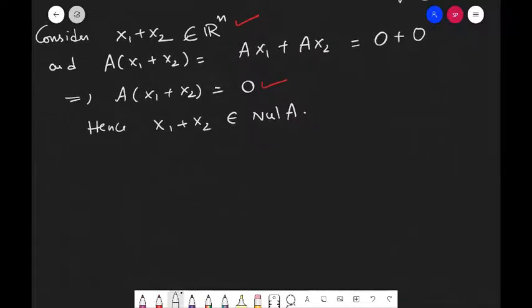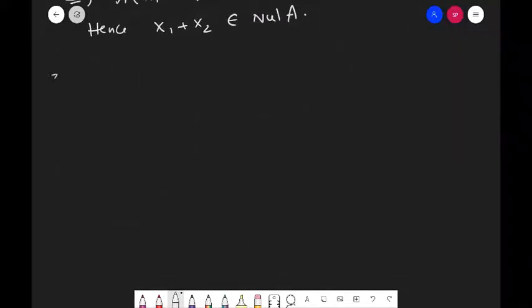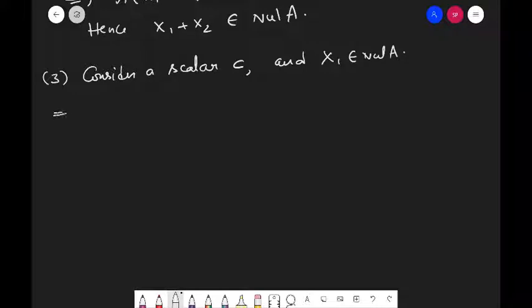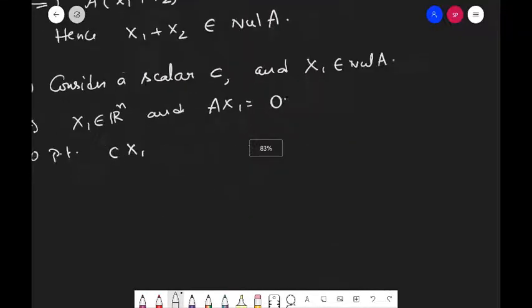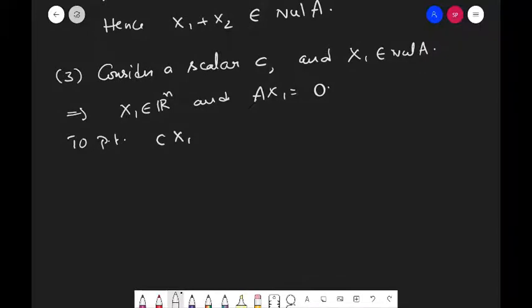Now, the third condition for the subspace. In the third condition, what do you have to take? Consider a scalar c and x1 belongs to null A. That implies, what about x1? We have x1 belongs to Rn and Ax1 is equal to 0. Now you have to prove that cx1 belongs to null A.